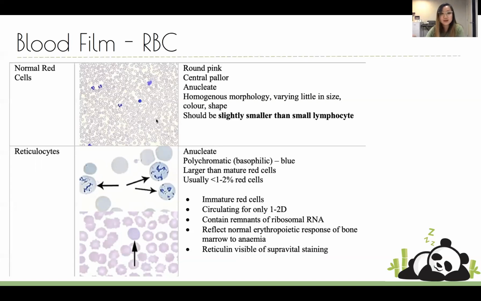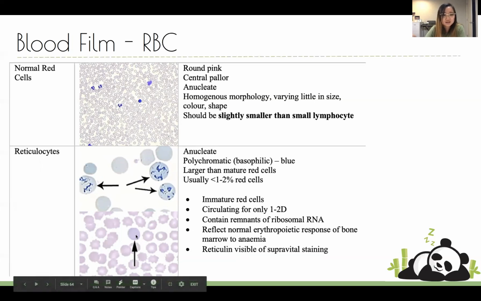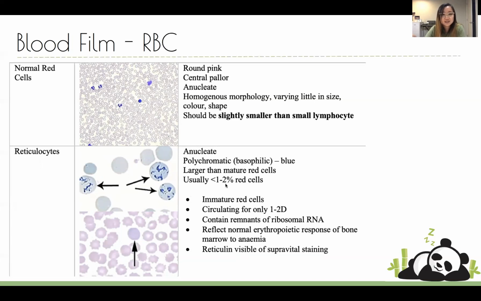What are my causes for macrocytic anemia? These guys are reticulocytes. They look like red blood cells, but they haven't got that central pallor, and they're also larger. Usually it's normal to have a little bit, but they should be less than 1 to 2%. If there's more, then you're thinking, oh, why is there reticulocytosis?